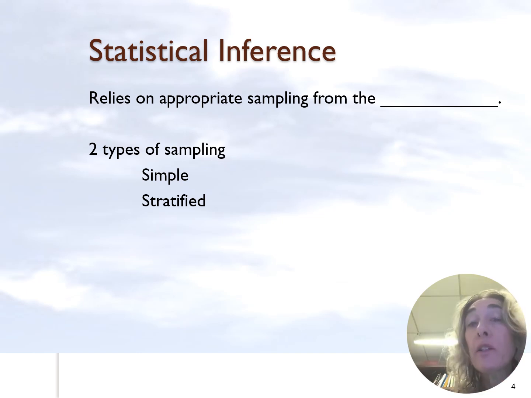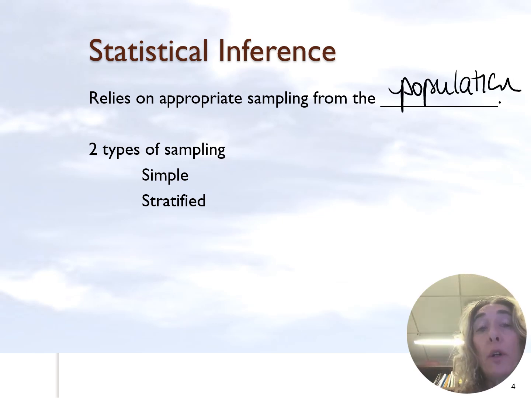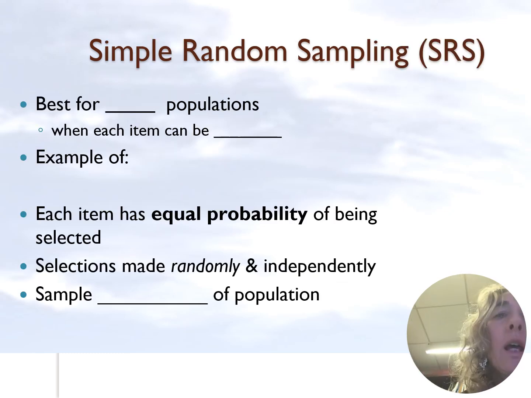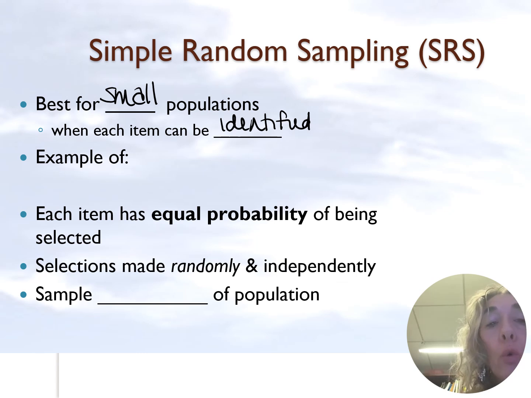So statistical inference relies on appropriate sampling from the population, or taking that appropriate subset from the population. There are two types of sampling we're going to review next. The first is simple random sampling. The second is stratified random sampling. Simple random samples are best for small populations, when each item can be identified, or we know who or what each item is.